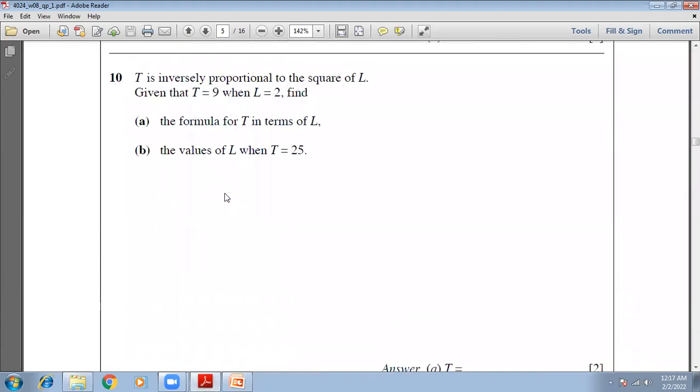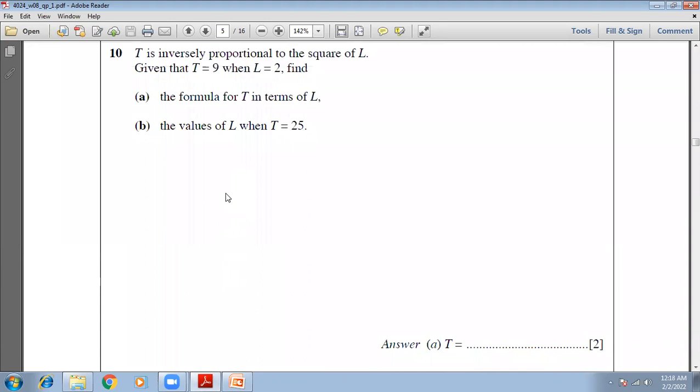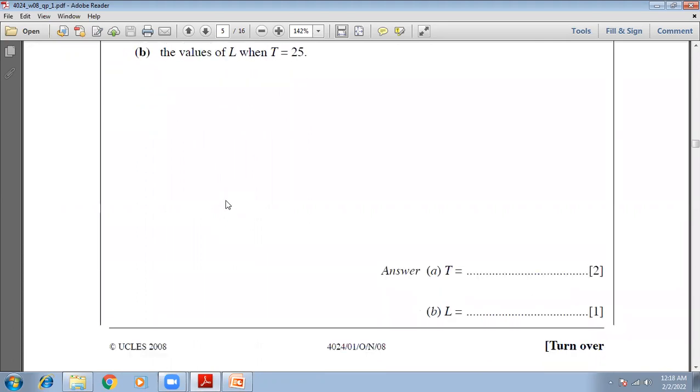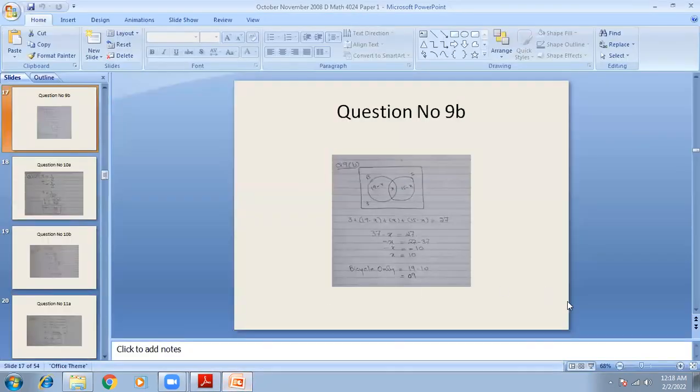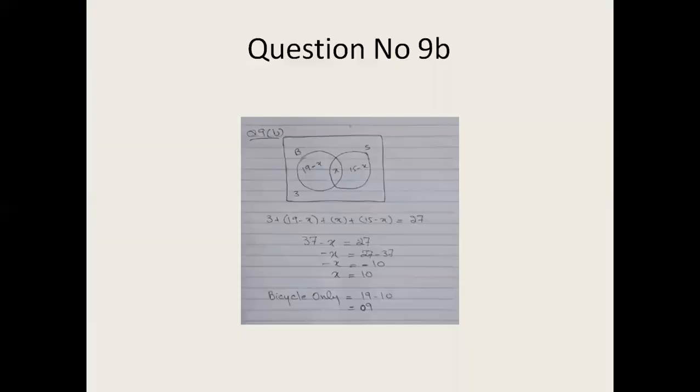He says it's a 3-mark question. He says T is inversely proportional to the square of L. So T is proportional to 1 by L squared. Given that T equals 9 and L equals 2, find the formula for T in terms of L. And the B part is the value of L when T is 25. So it's a very straightforward, simple question. Let me show you how this has been done.